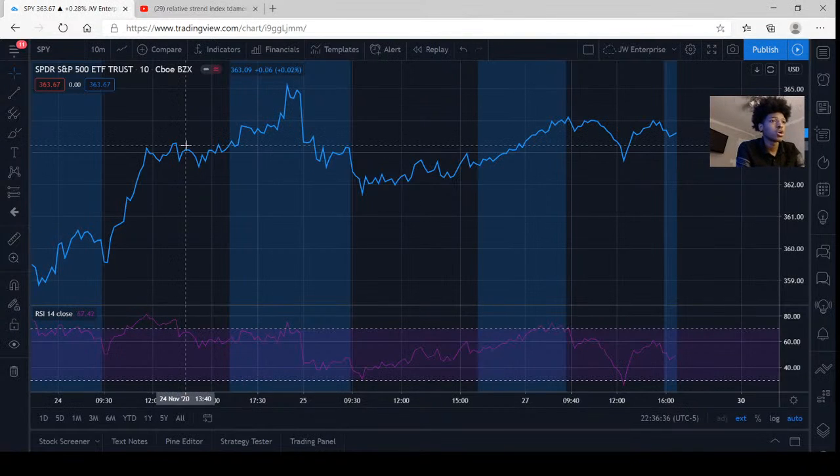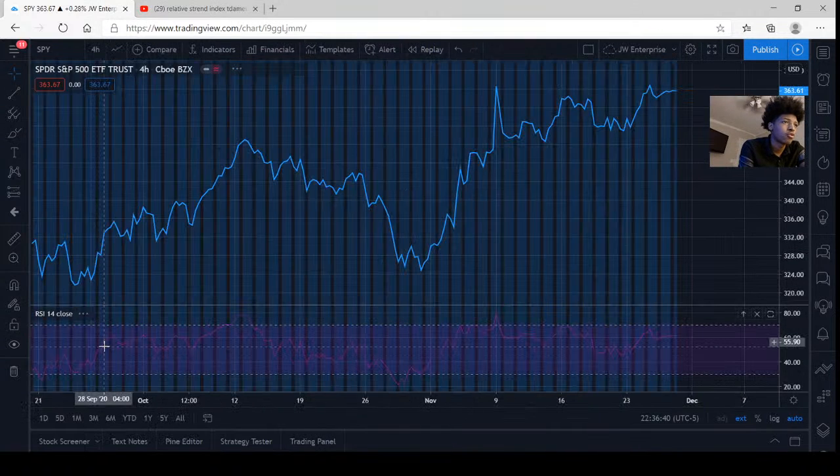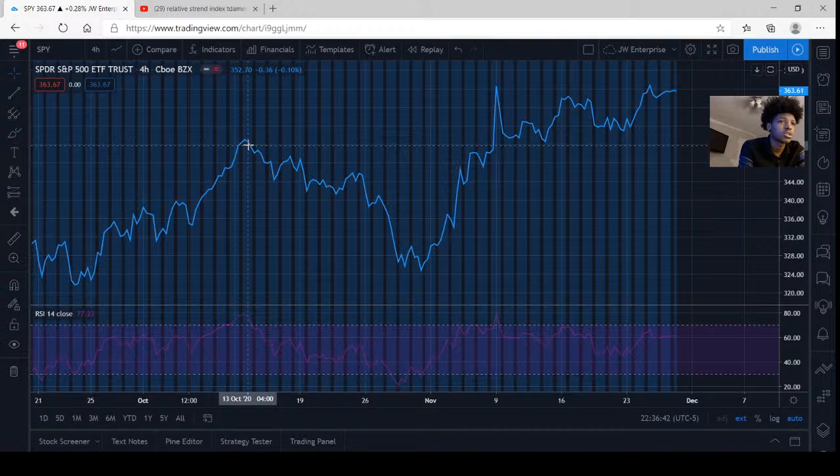So with oversold, let's go back to a 4-hour chart. So I'll go on my 4-hour chart. So basically this is how it is. My RSI is right here. This is my indicator right here. This is my RSI. So basically oversold is when this purple line right here goes below this white dotted line right here, and it's oversold.